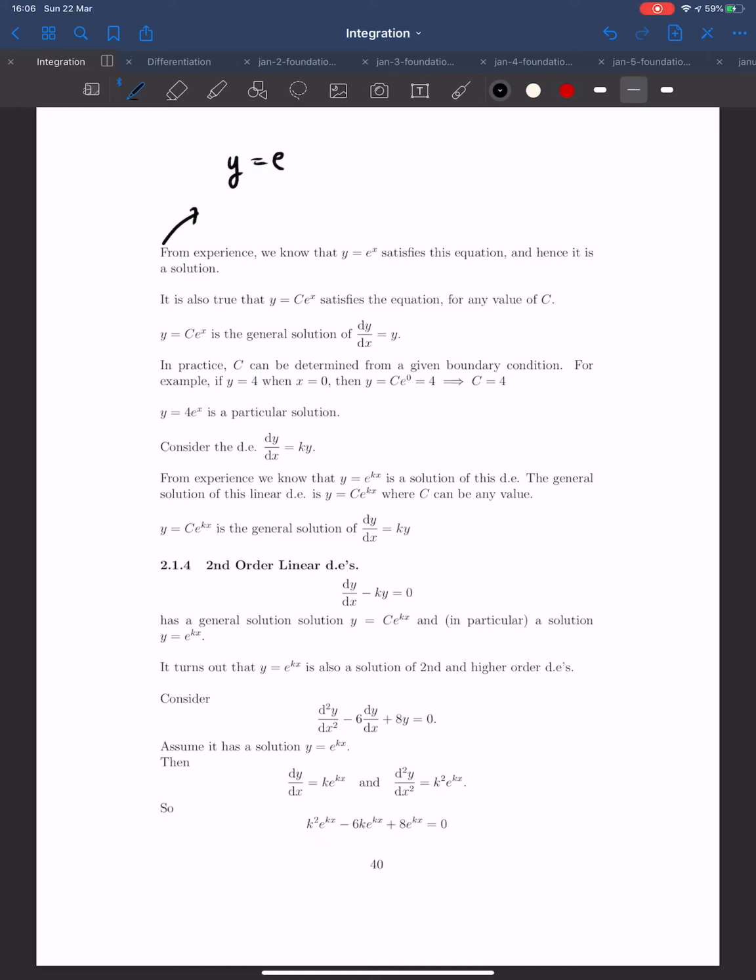We've got y is e to the x. If you differentiate e to the x, it's e to the x. So dy by dx does equal y. And that's a differential equation.